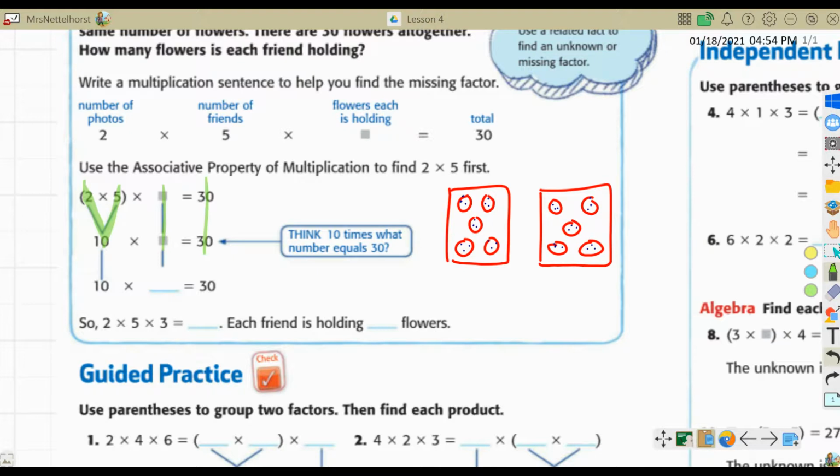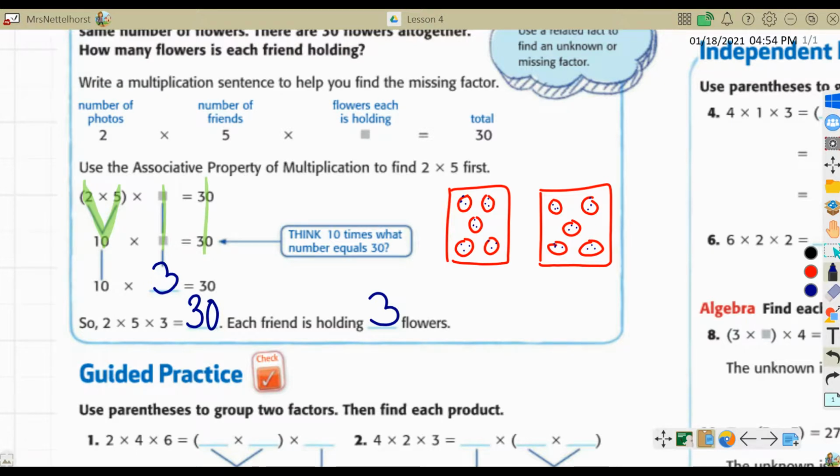And I think to myself, wow, multiplying by tens, I can do that. I've been doing that since kindergarten because I know how to skip count by tens. So 10 times 3 is 30. And look, each of my people has 3 flowers. Yay! So 2 times 5 times 3 is 30. Each friend is holding 3 flowers.